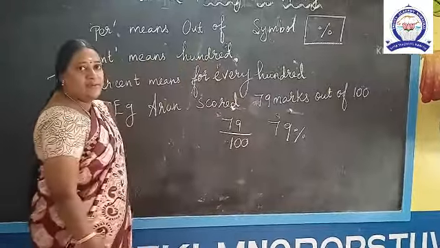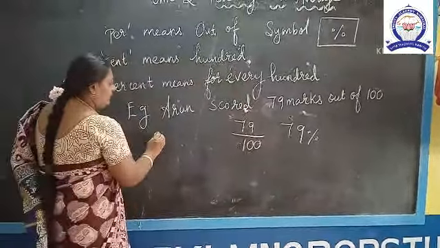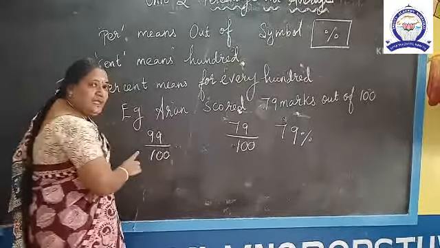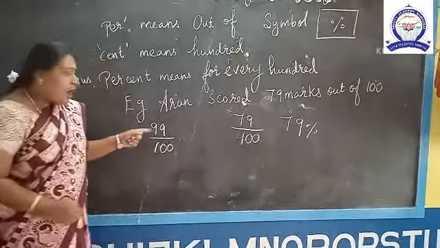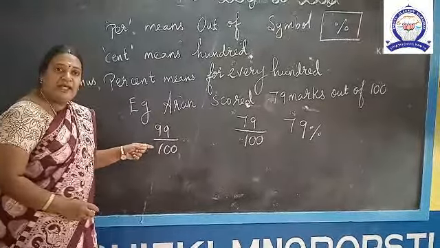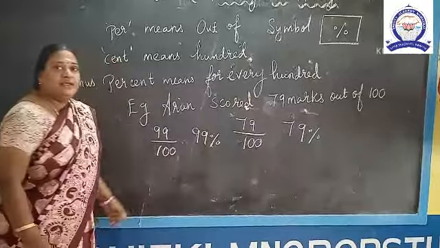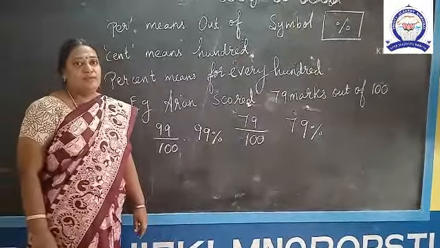Another example. Ravi scored 99 out of 100. How will you express this as percentage? 99 percentage. Let us see the exercise sums.